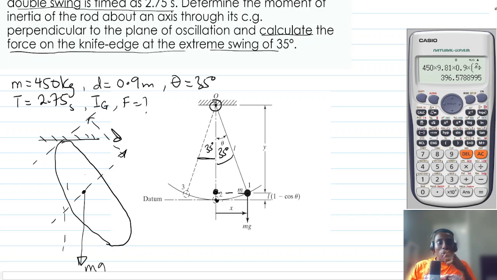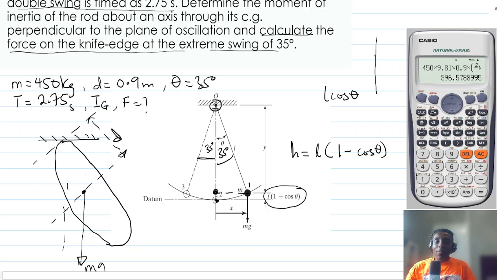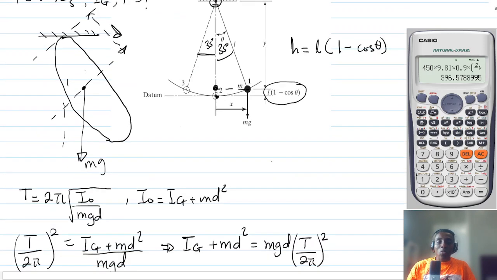At that point, the height will be given by L into 1 minus cos theta. Why are we getting this? Because if you want to get the actual length here, it is going to be L cos theta. So if the whole length is L, and then this portion, let me put it here. So it's something like this.